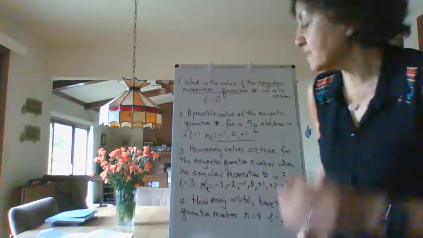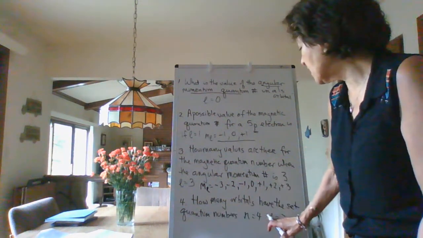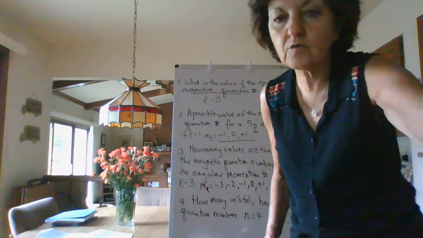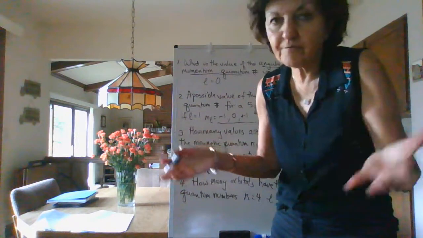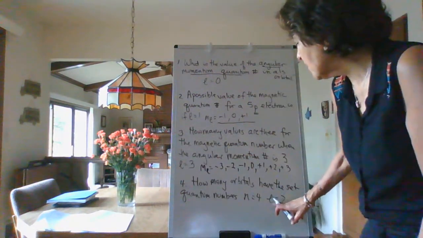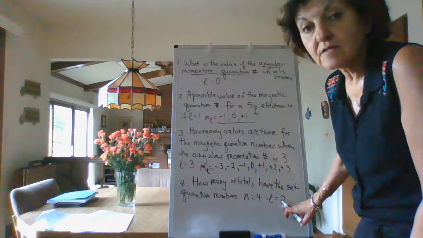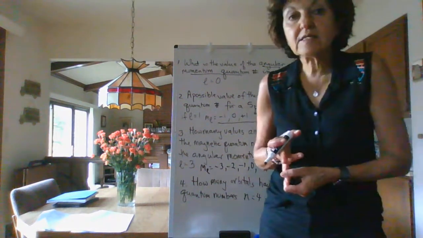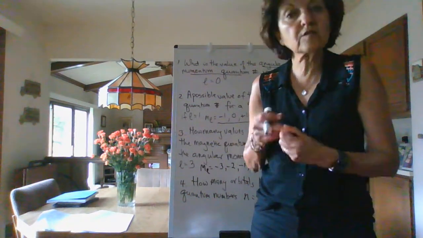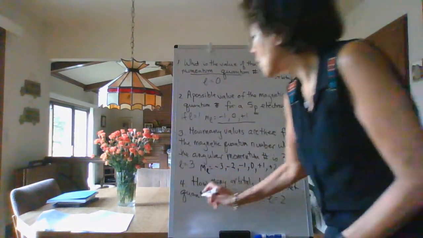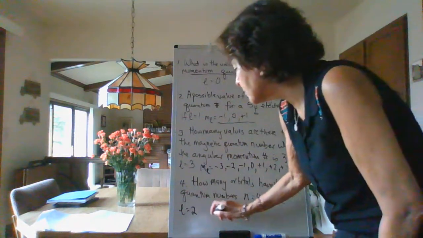All right, and then this last one says, how many orbitals have the set quantum numbers n equals 4, L equals 2? Again, it's all about the L. N is just the shell. Okay, so we're in the fourth shell, yay. But we're in the D subshell. Because remember, if L is 0, it's S. If L is 1, it's P. If L is 2, it's D. So if L is equal to 2, how many orbitals do we have?